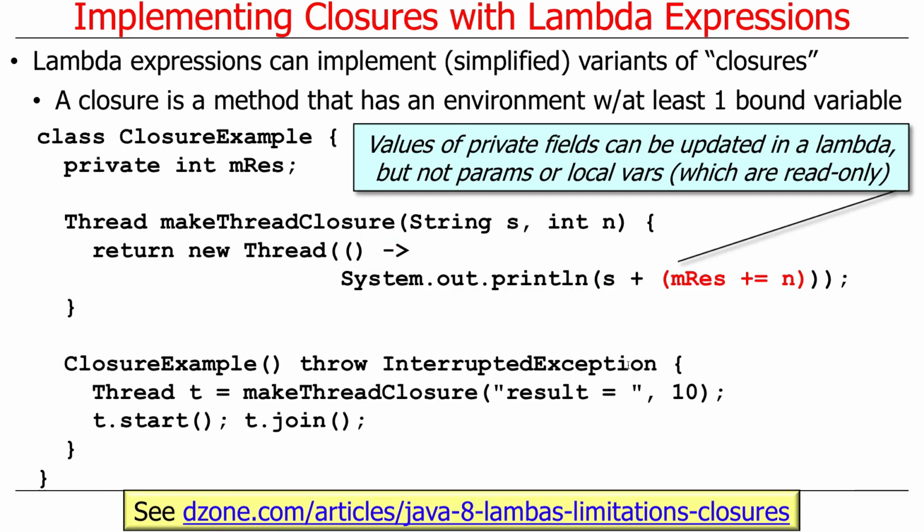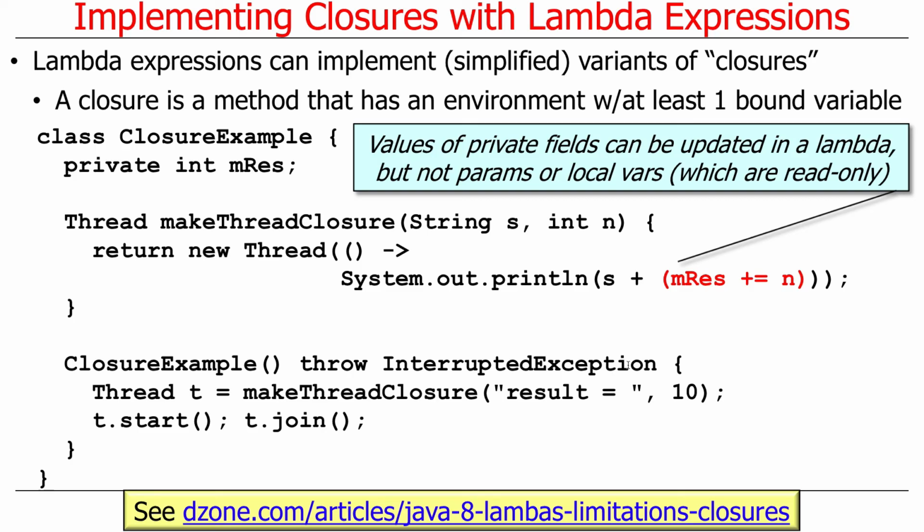Interestingly enough, and this is hard to remember, private fields of a class can be updated in a lambda. You'll notice how we can increment mres by adding n to it. However, parameters like s and n, or local variables, which we don't have in this case, are only readable. So we can't update the parameters, we can't update the local variables, but we can update private fields.